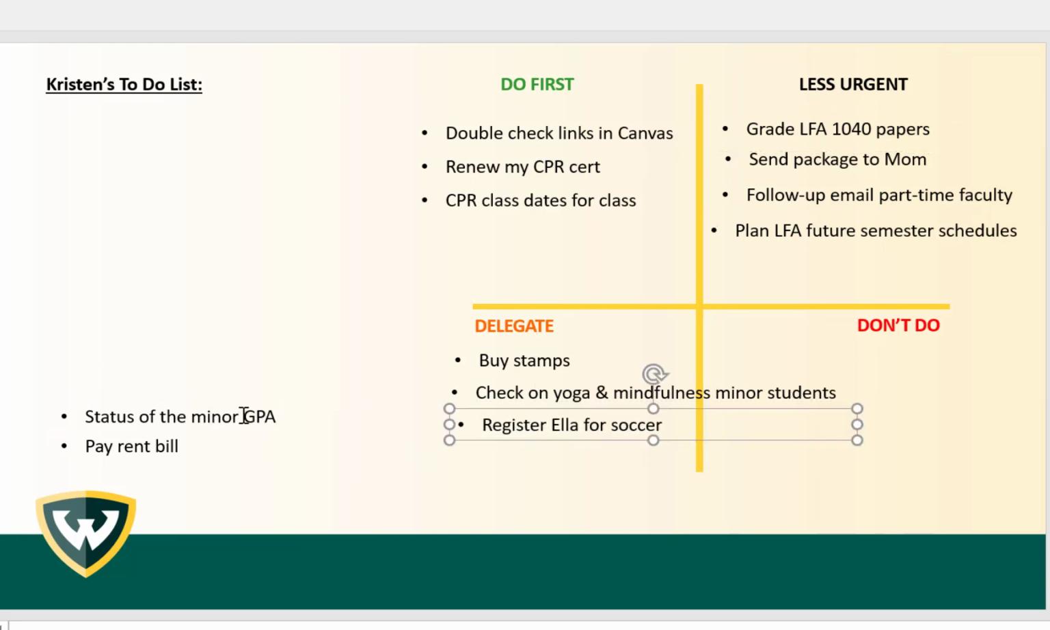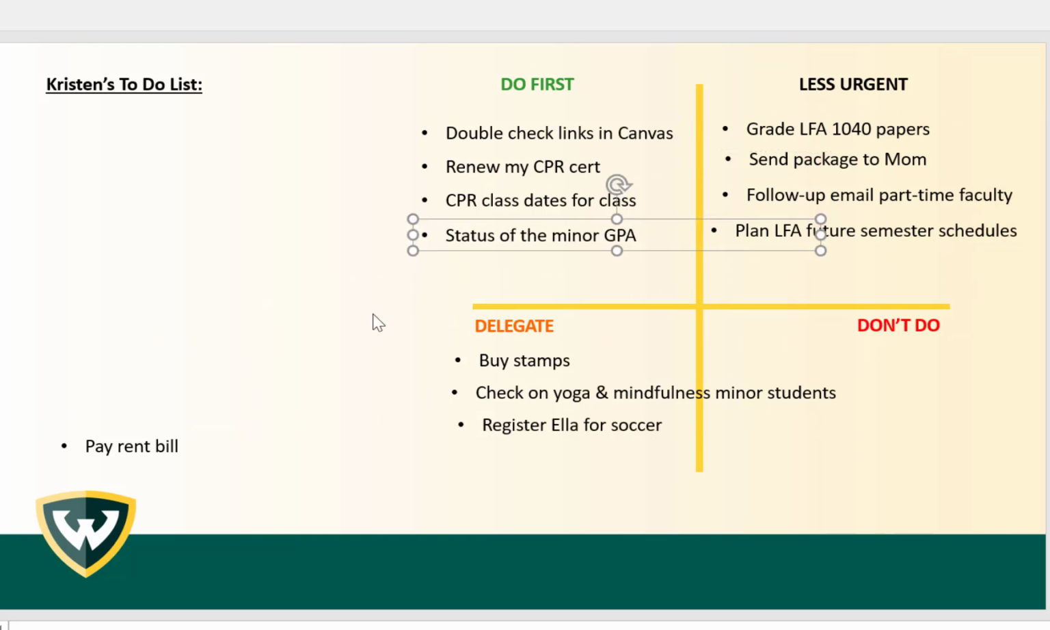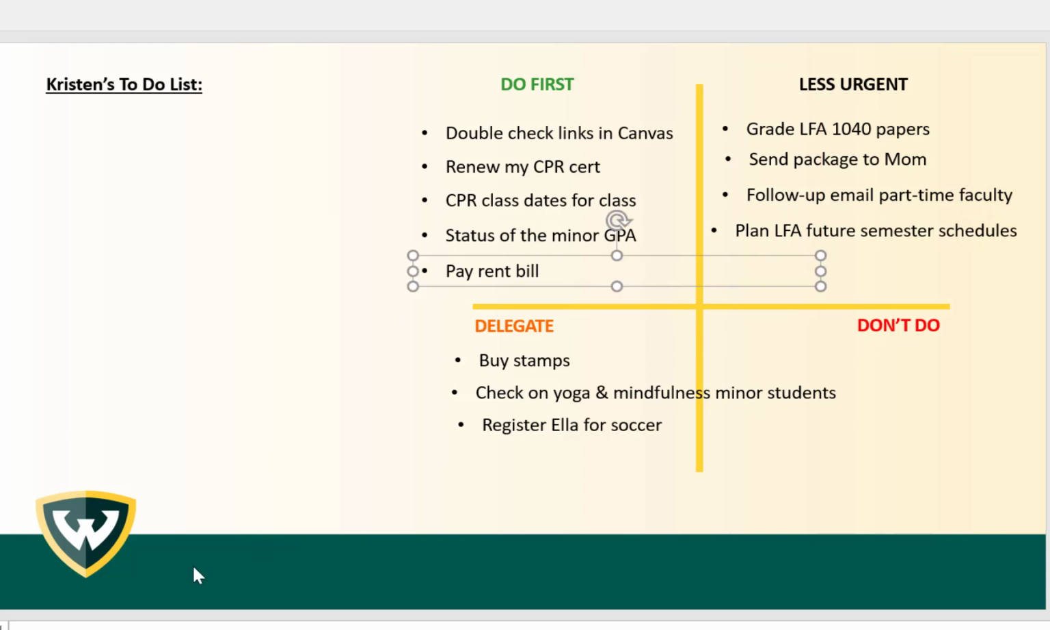Status of the GPA minor. So I am in charge of coordinating it, and I need to get the bulletin updated. So I should do that first, right? And then last is pay the rent bill. Well, the bill is due on the 1st, and that's coming up pretty soon. So I'm going to make that as a due first. And so essentially that is how you would make your decisions. And so you would use the same lens that makes the best sense to you, and we would go from there.